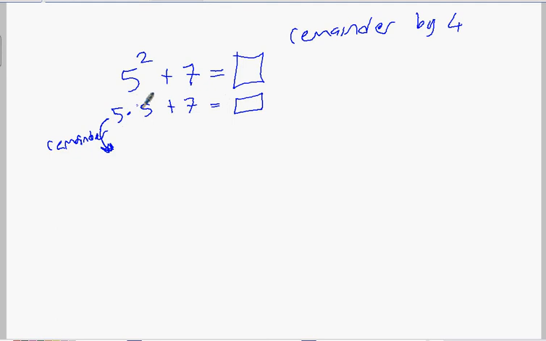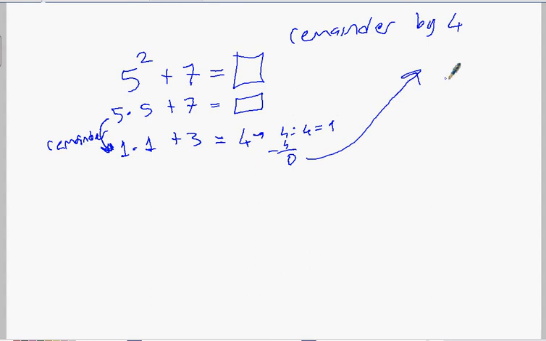So you don't multiply 5 by 5, you multiply their remainders from 4. When you divide 5 by 4, the remainder is 1. When you divide 7 by 4, the remainder is 3. So then we add the remainders. 1 times 1 is 1, plus 3 makes 4. When you divide 4 by 4, the remainder is 0. So the final remainder is equal to 0.